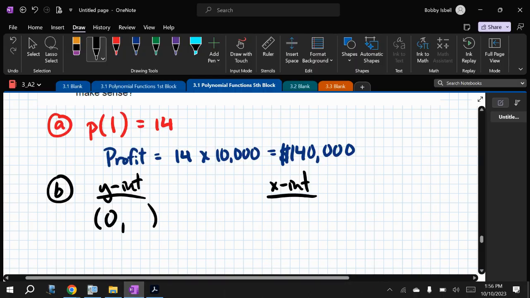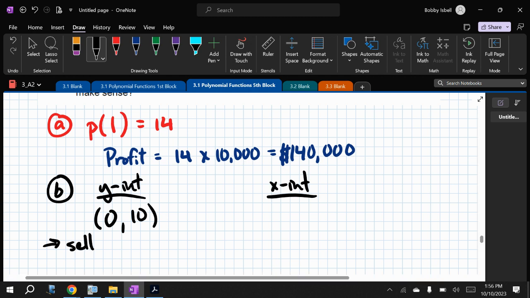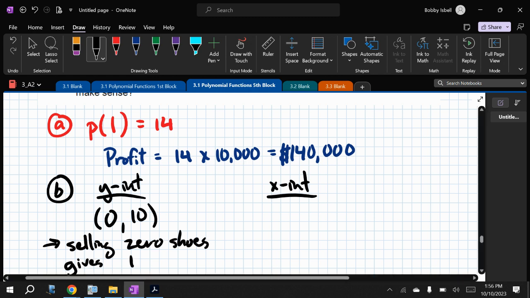So that means that selling 0 shoes gives $100,000 profit. That doesn't make sense, does it?